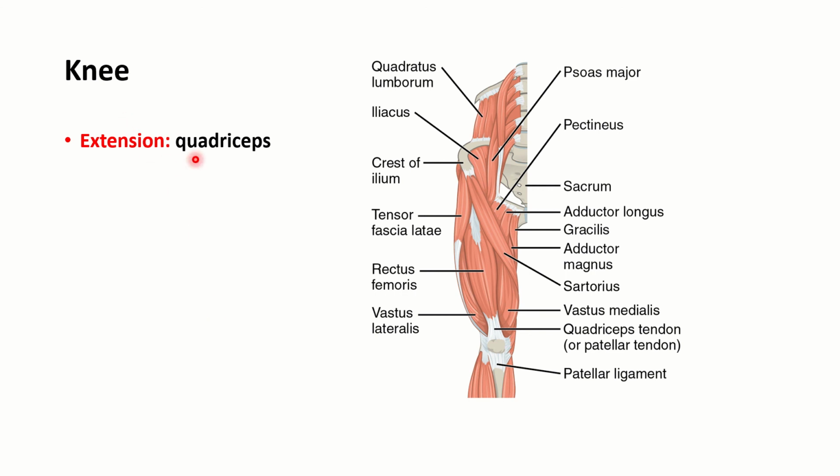For the knee, extension of the knee is caused by quadriceps muscles. So it means there are four different muscles. One is the rectus femoris, the other one is vastus lateralis, there is vastus medialis, and the fourth one that is behind the rectus femoris is called vastus intermedius. So just this is behind it.